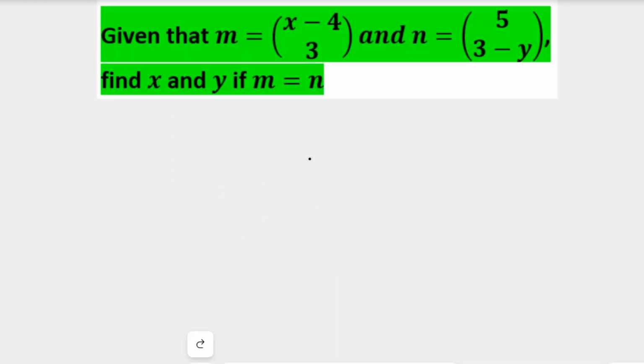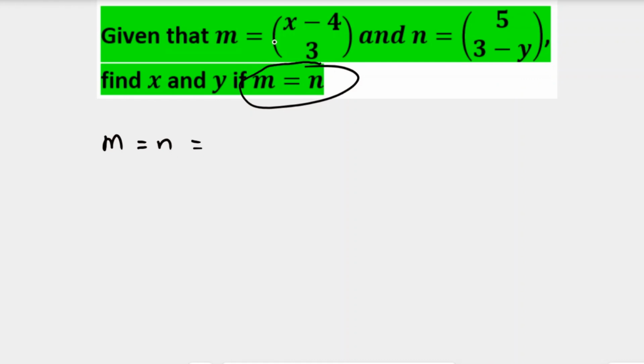Question: given that the vector M has component x minus 4, 3, and N also has component 5, 3 minus y, we have to find x and y if M is equal to N. This is very, very important. That's the condition. So the vector M is equal to the vector N. That's the condition. So if that's the case, then we can set up this equation.